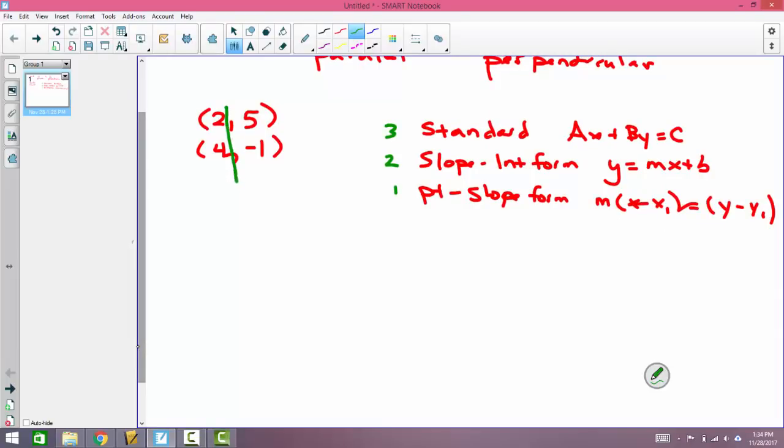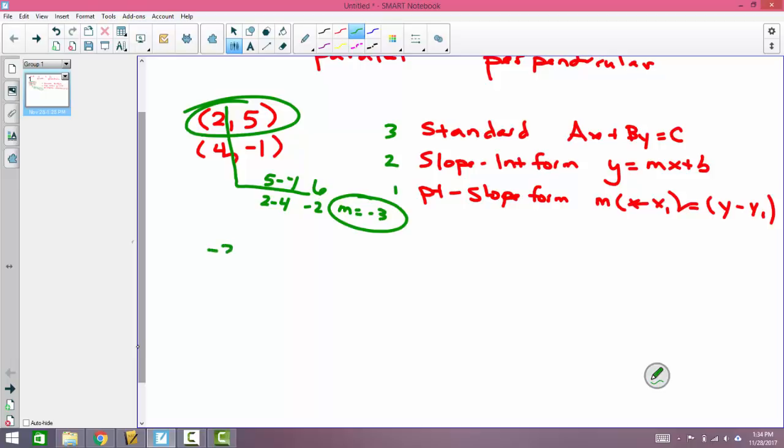So the first step here would have been to find slope. 5 minus -1 is 6, and 2 minus 4 is -2. Therefore, your slope is -3. Once you have your slope, you can pick either point. I'm going to pick (2, 5) because there's no negatives there. So -3 times x minus 2 equals y minus 5. That is a minus. Point slope is done.